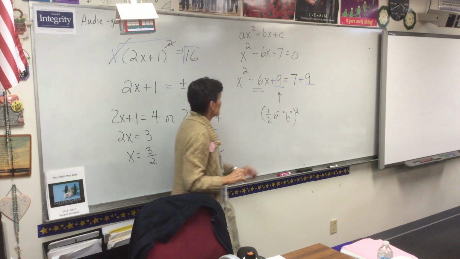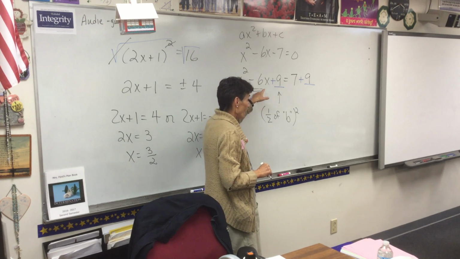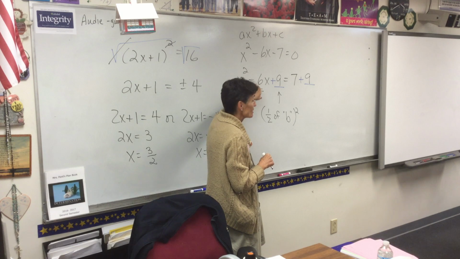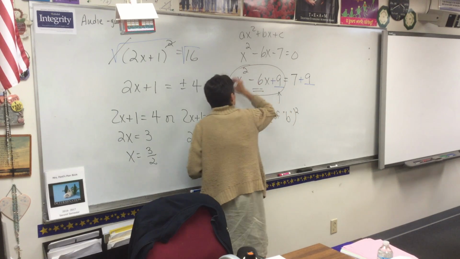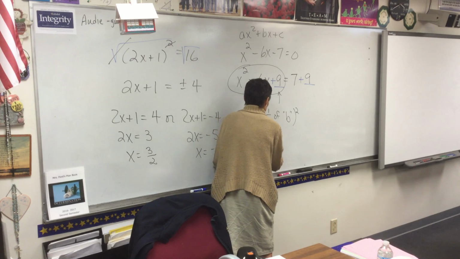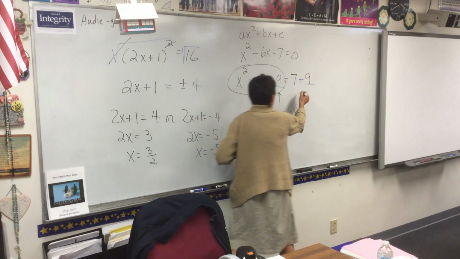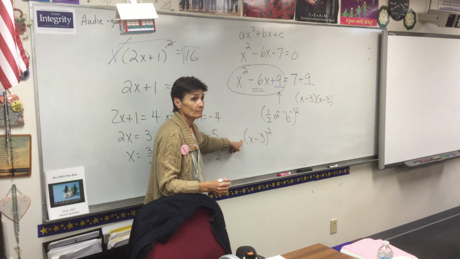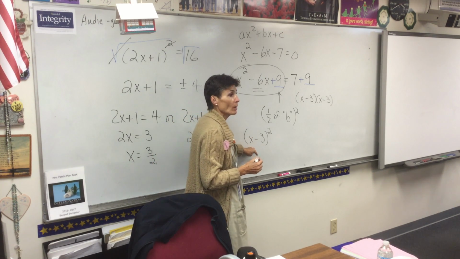So one more time. To find the number, to fill in the blank, you take half of the b term, which is the plain x term. Take half of that and square it. Now, that is a perfect square. That right there factors into x minus 3 times x minus 3. Do you see that? If you do it right, you will always get a perfect square.